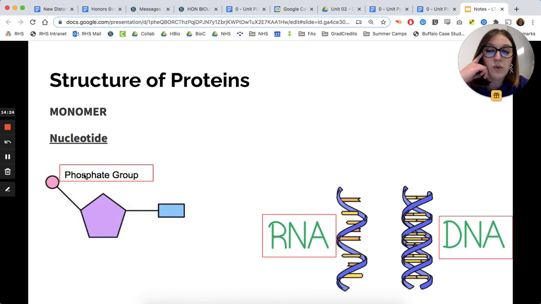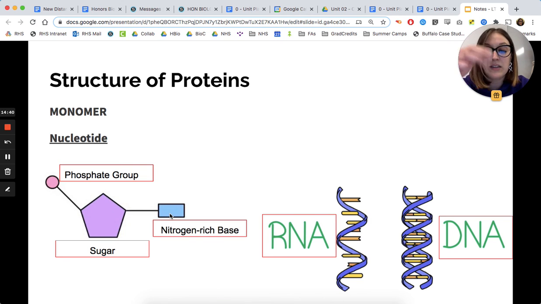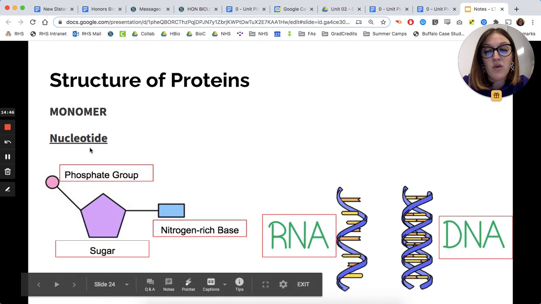This circle is what we call a phosphate group. And this pentagon, similar to the sugar carbohydrates we learned already, is actually a sugar found inside of your DNA. Your DNA contains sugar. And this rectangle piece is called a nitrogen-rich base, meaning there are lots of nitrogen atoms in this part of the overall nucleotide.